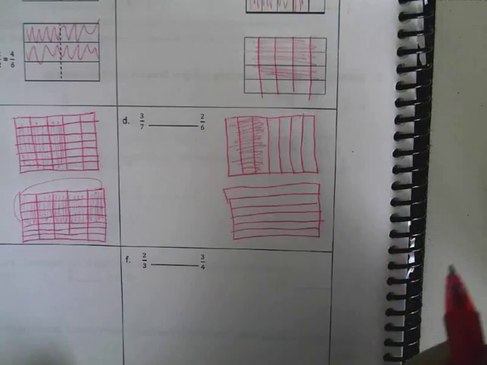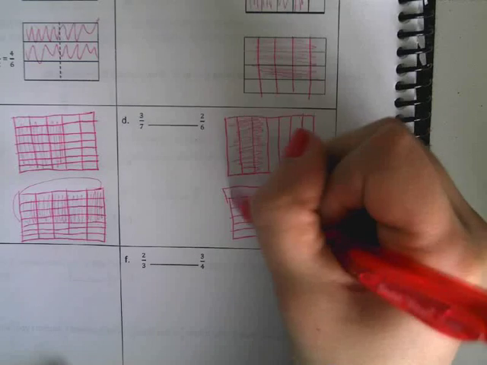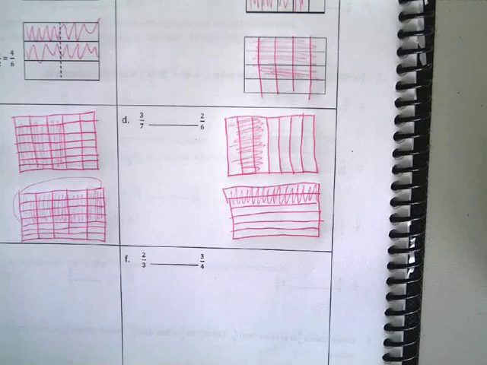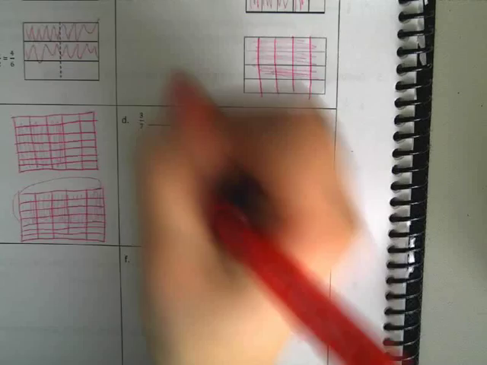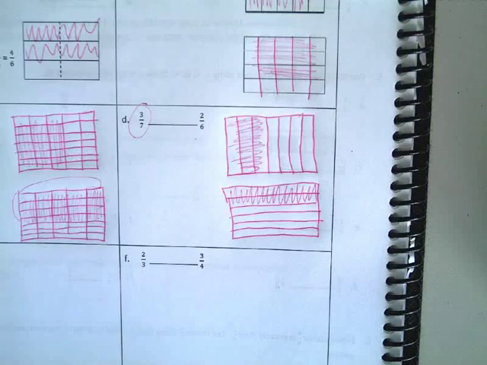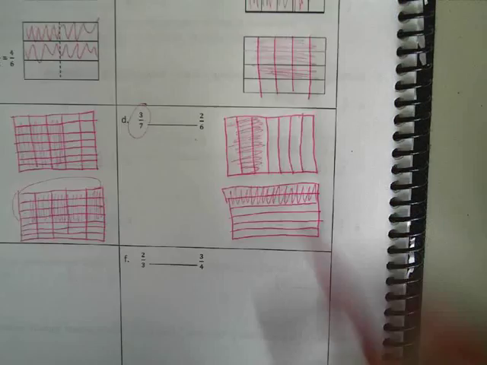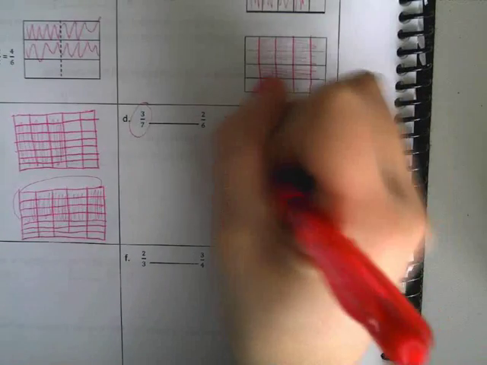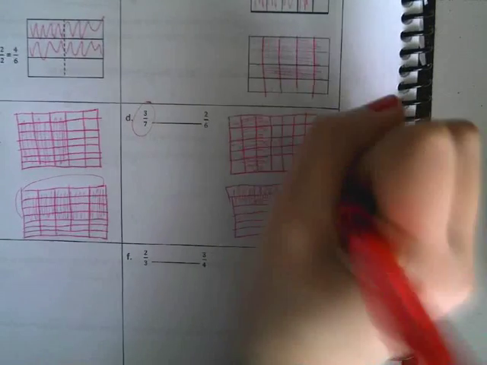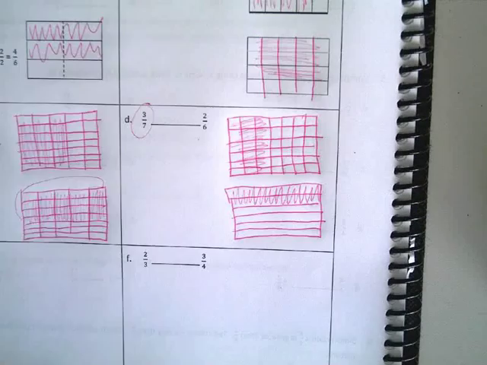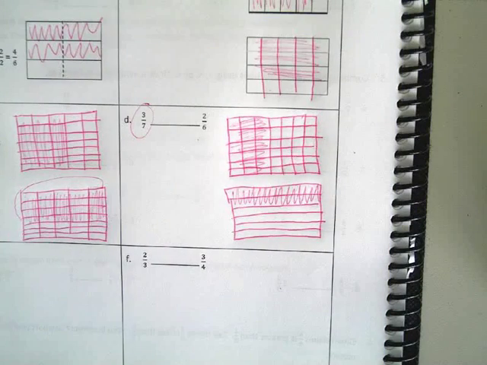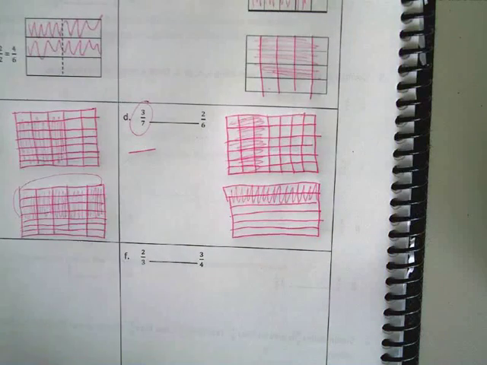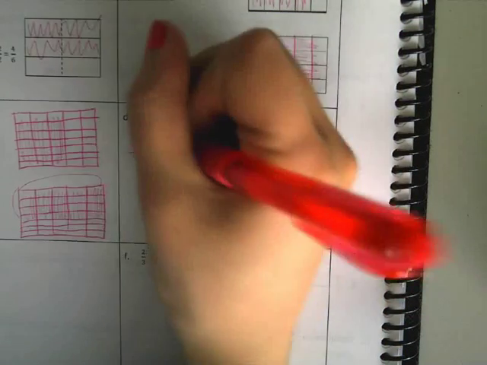And I will shade in how many of them? 2. All right, so I'm going to go back to my 3 sevenths. That's what I'm going to start with next. And I'm going to split it into how many pieces going across? 6. 1, 2, 3, 4, 5, 6. All right, what can I multiply to get my answer right away? 3 times 6 is what?